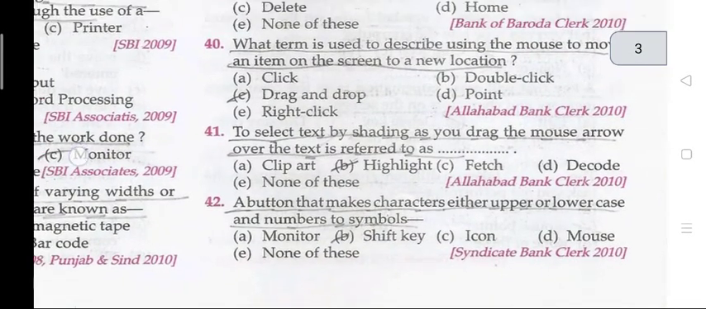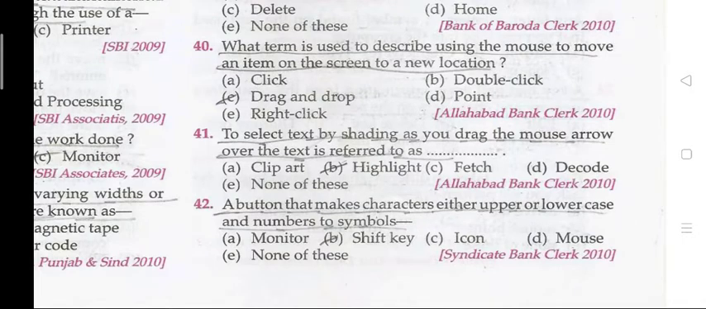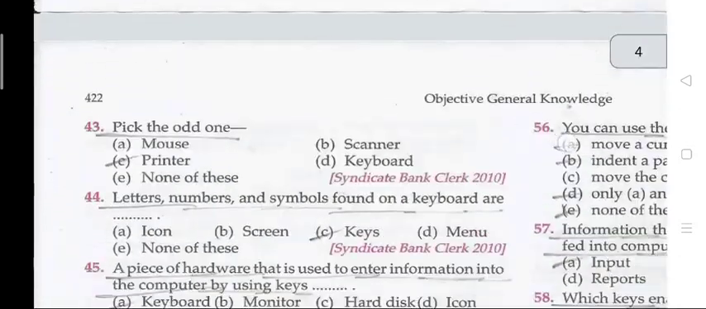Question 40. What term is used to describe using the mouse to move items on the screen to a new location? Drag and drop. Question 41. To select text by dragging the mouse arrow over the text is referred to as highlight. The right answer is highlight. Question 42. A button that makes the character either upper or lower case and gives the symbol on a number key is the shift key.